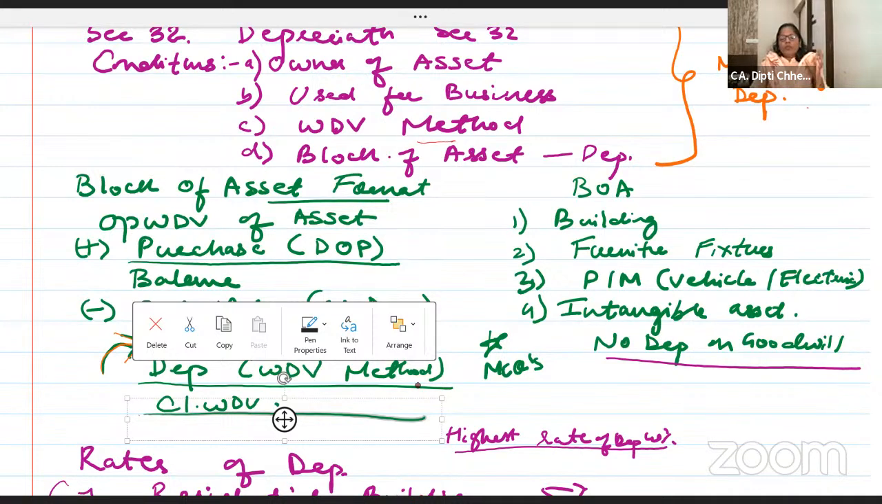We have spent 2 hours of class on this. If you still have a doubt, tell me. Next are your intangible assets. Intangible assets like technical know-how, patents and copyrights are chargeable to 25% WDV method, except goodwill. From 1st April 2020, there is no depreciation on goodwill.